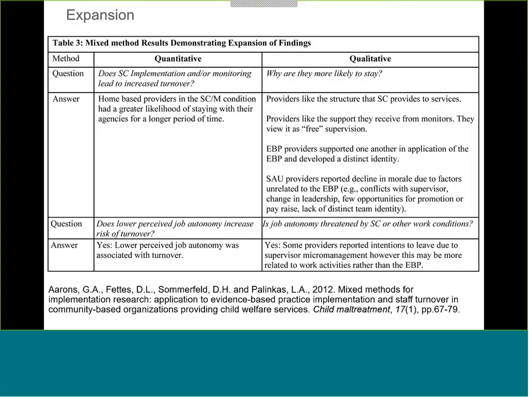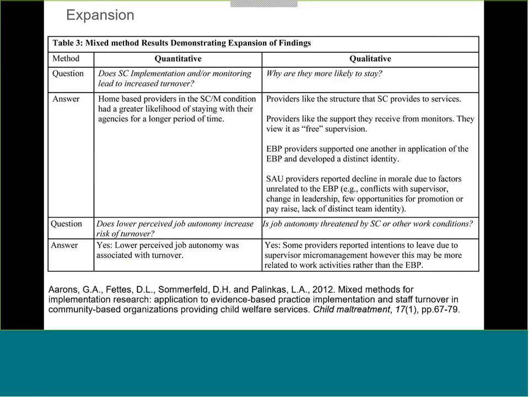So in the interest of time, I'm just going to move on to this idea of expansion. As we mentioned previously, expansion takes you more in depth about a phenomenon. So here, the question quantitatively was, does SafeCare implementation and/or monitoring lead to increased turnover? And the answer is no. The home-based providers in the SafeCare condition had a greater likelihood of staying with their agencies. Qualitatively, though, we can ask, why are they more likely to stay?